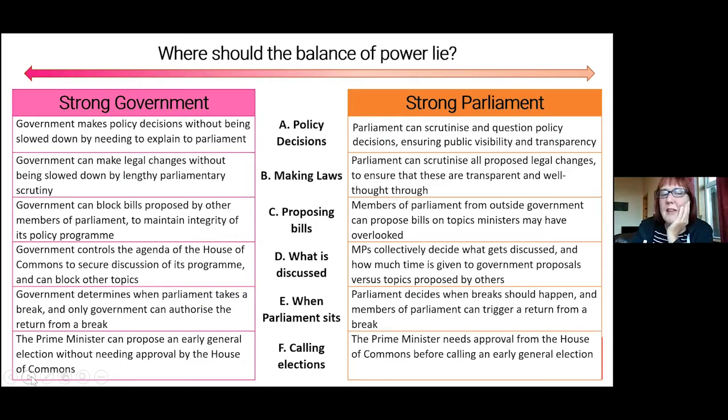I'm not necessarily going to read these all out to you. You'll have a chance when you're in the breakout rooms to have a look, but you can see, hopefully by looking at the screen here, that the two are moving towards different sides of the argument for where the balance should fall.